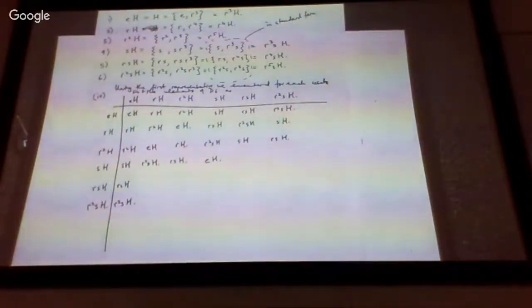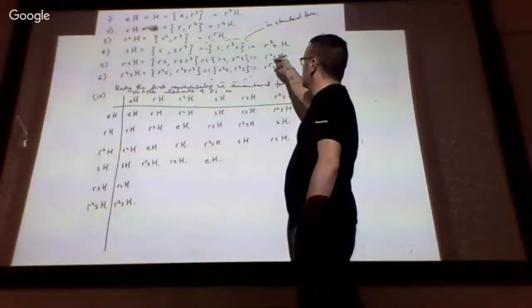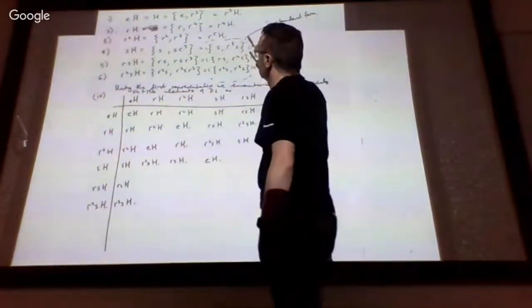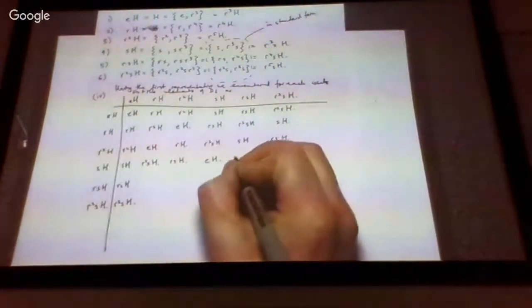Here it's going to be SRS. SRS is equal to R inverse S squared. S squared is the identity. R inverse, which is R5H. Oh, sorry, the S is gone, which is R5H, which is another name for R squared H. So that product is R squared H. You follow that? Yeah, each time? I got it that time.